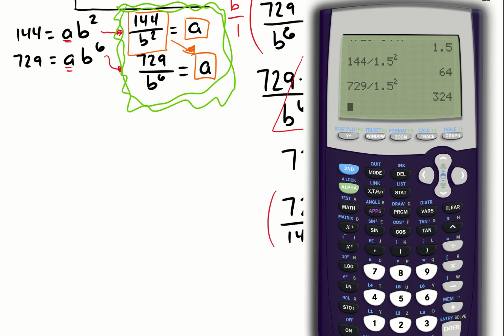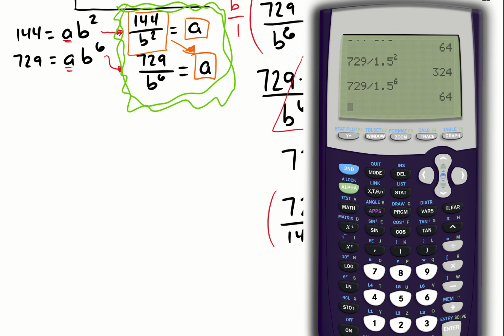And when I do that, I get a different number, which is alarming to me because I didn't raise it to the 6th power, did I? I'm supposed to raise it to the 6th. So let me correct this equation. It says you are going to take 729 and divide it by b to the 6th power, not b squared. When I do that, I do get 64.